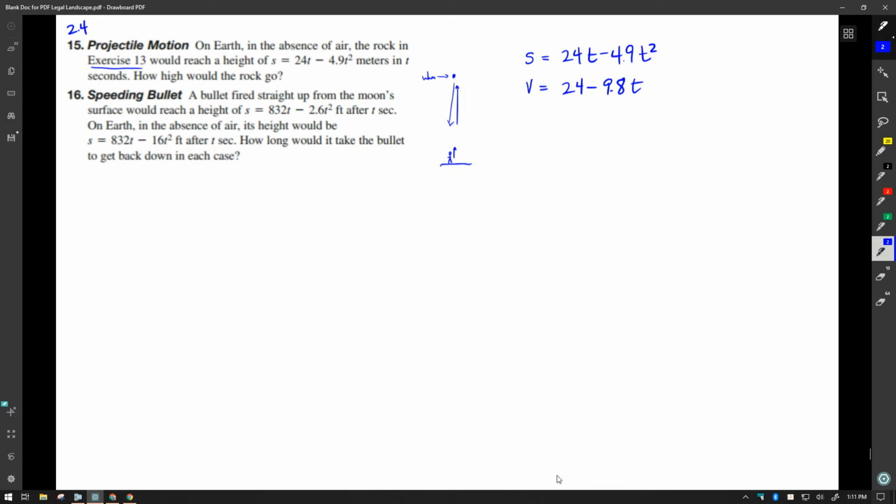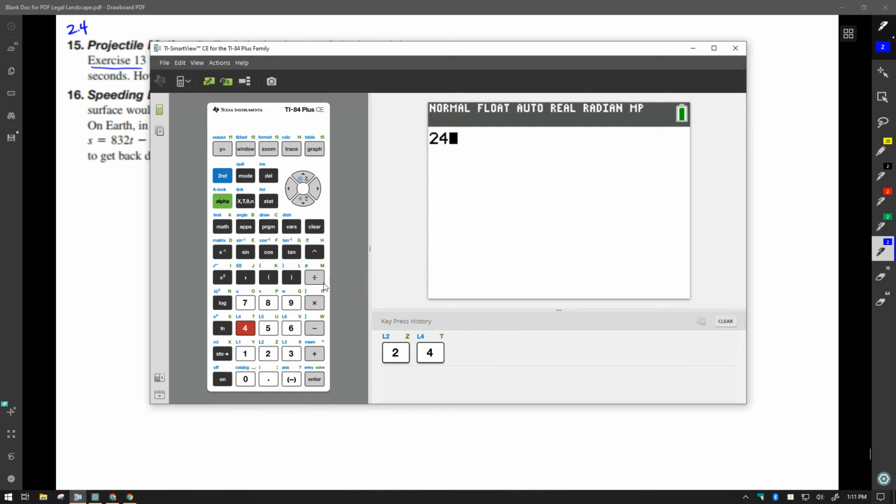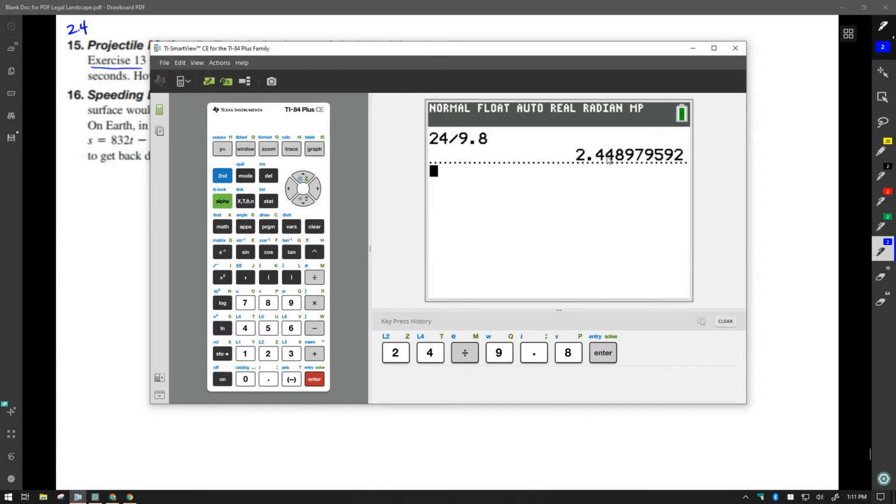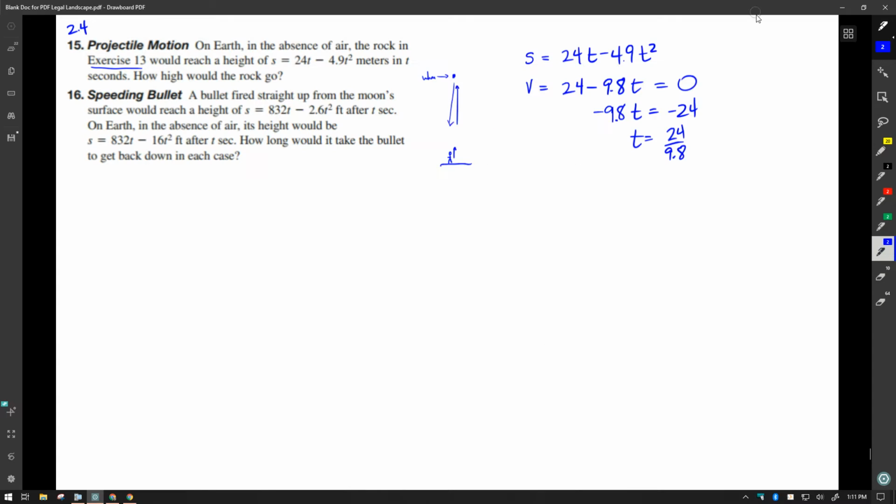So when does it change? Or in other words, when is the rock at rest? Let's figure out when the velocity is equal to 0. So if we solve this, we'll get negative 9.8t equals negative 24. So t is equal to 24 over 9.8. Let's let the calculator give us an approximation for that. 24 divided by 9.8, and we see it's about 2.449 seconds. So that's when the rock reaches its high point.